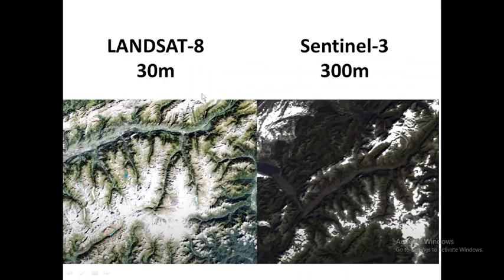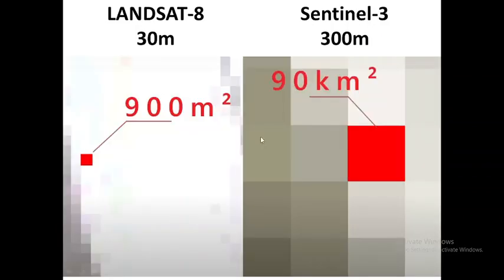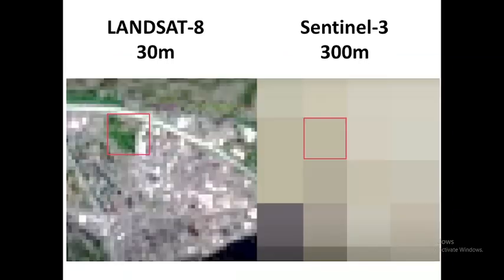The left image has a spatial resolution of 30 meters and the right image has a spatial resolution of 300 meters. What does this mean? This means that for Landsat 8, which has 30 meter resolution, each pixel has 900 square meters of area, and each pixel of Sentinel-3 has 90 thousand square meters, and you can see an obvious difference.